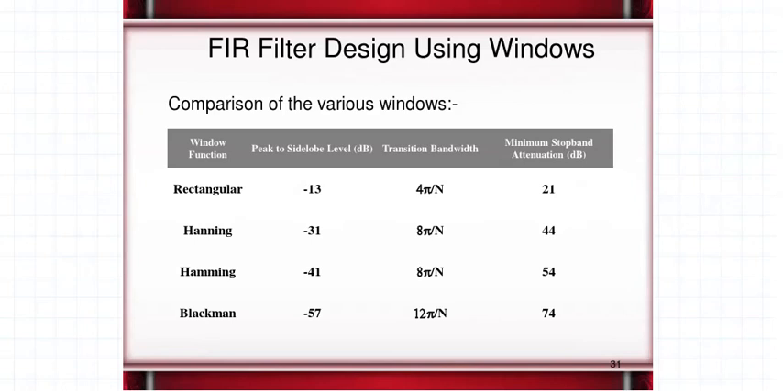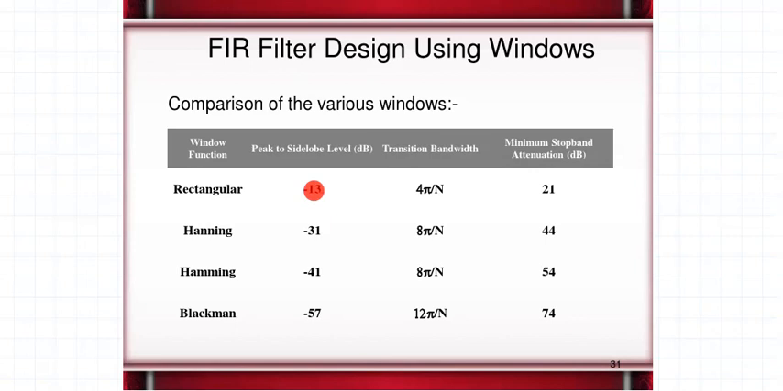So here are the specifications of your windows. There are various other windows also: rectangular window, Hamming window, Blackman window. What you can understand here is the peak to side lobe level. How do you read this table? Peak to side lobe level.